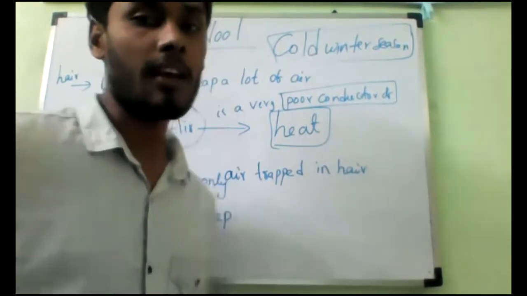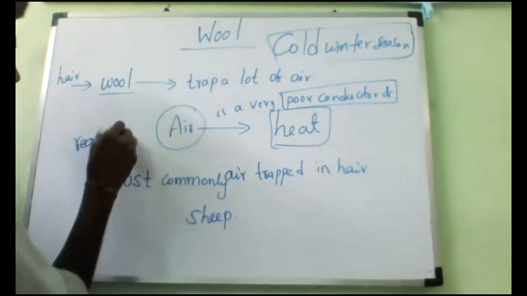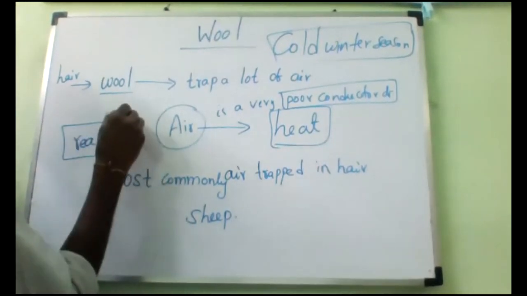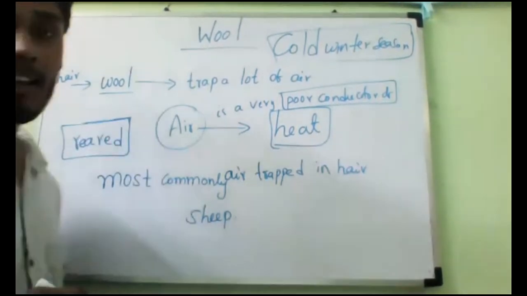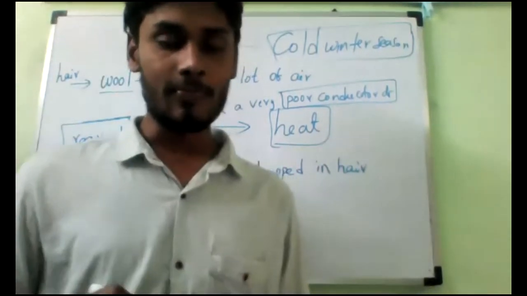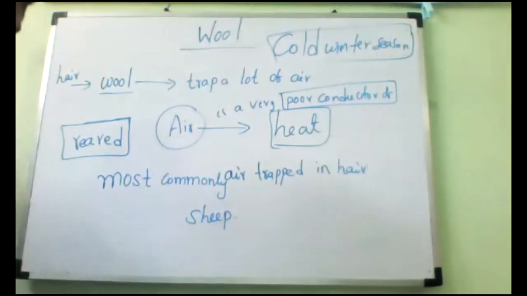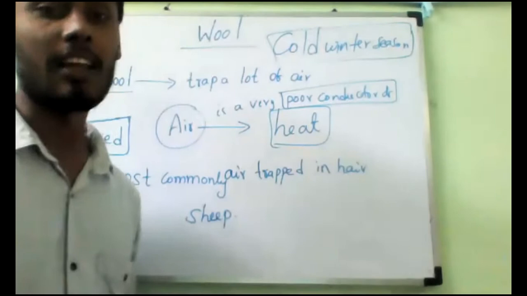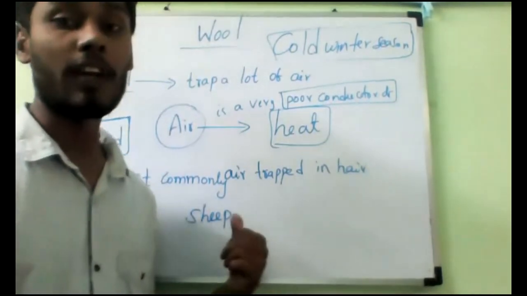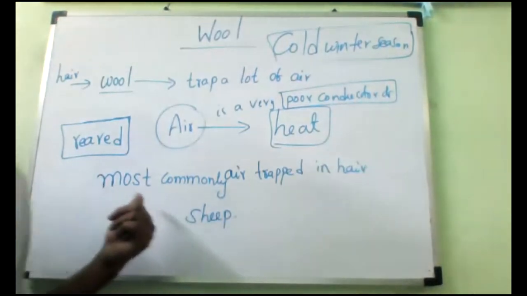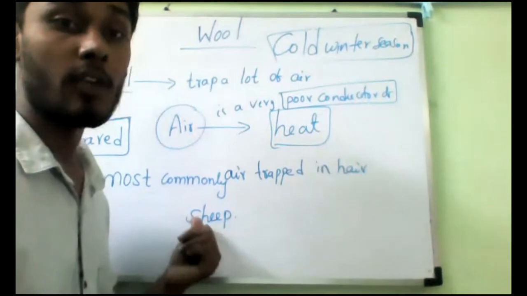What is the meaning of reared? R-E-A-R-E-D, reared. Reared means growing, cultivating animals. We are growing the animals for getting the hair. Sheep are reared in many parts of India for getting wool.